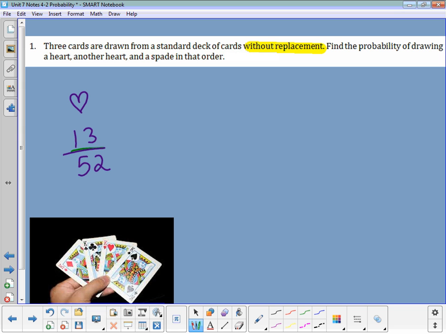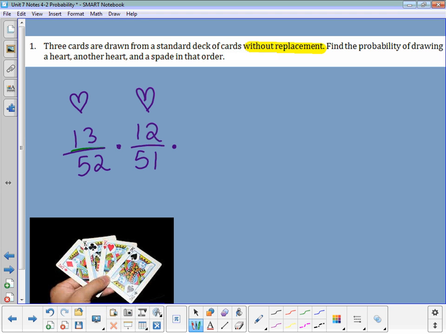So now we're going to draw, and we're going to assume that we drew out a heart. I'm going to take that heart and set it aside. So now I have one less card in my deck because I took that card out and set it aside. I also assumed that the card I pulled out was a heart, so now I only have 12 hearts left in the deck. Let's move on to the next one.